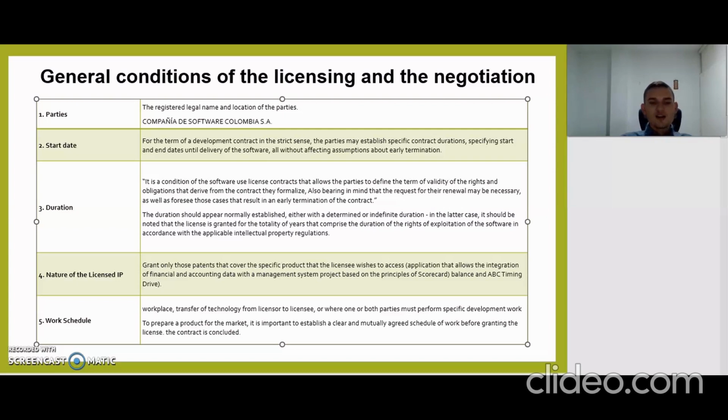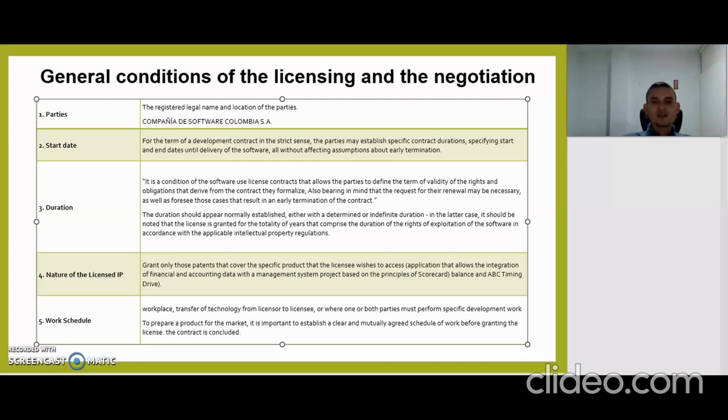Hello, my name is Brian Colmenares, and I'll present the general conditions of the licensing and the negotiation. Number one, parties. The registered legal name and location of the parties, and in this case, it is the software company Colombia S.A.